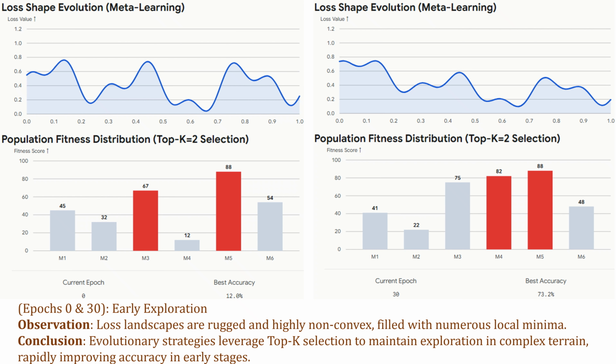This slide shows the early stage at epochs 0 and 30. The loss shapes are still complex and the population contains many different candidates. This means the search is difficult at the beginning. Evolutionary search is useful here because it keeps diversity and preserves promising candidates through top K selection.